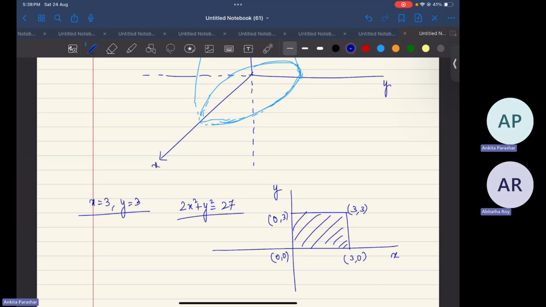The rectangle would be inside the ellipse. Correct. And you can also see if you put x equal to 3, y equal to 3, then clearly it will be 9 to 18 plus 9, it's 27. That means this point actually touches the graph. You see?